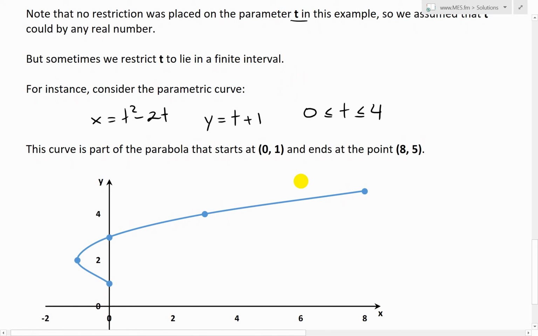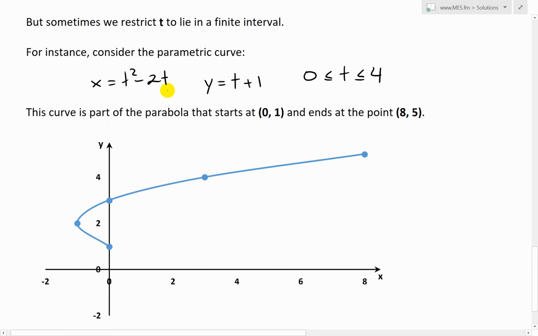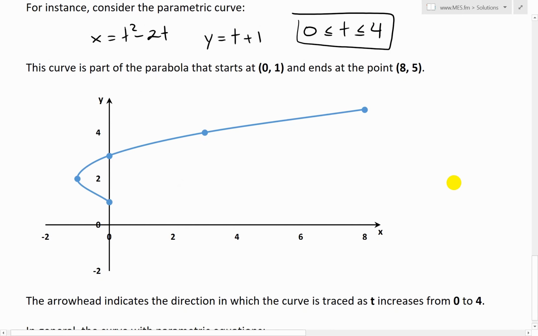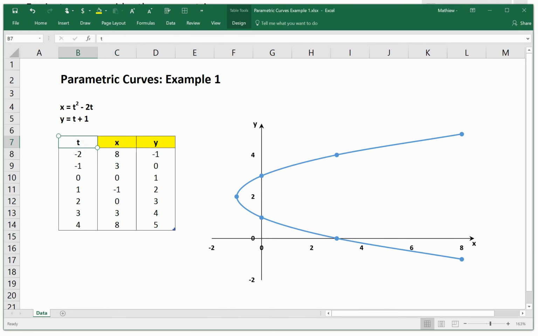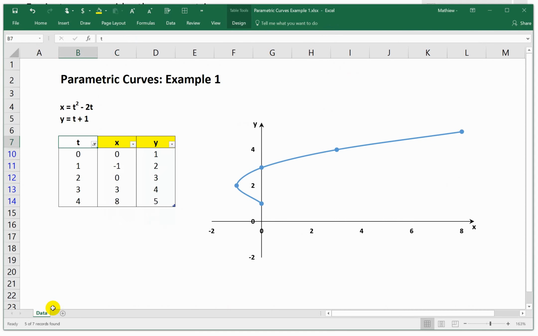So for instance, in our example, consider the parametric curve x equals t squared minus 2t, y equals t plus 1, but now we restrict t to be greater than or equal to 0 but less than or equal to 4. So this is the same thing as what we did, but now we ignore the parts where t was negative. You can even go here and click here, and let's make it so that t is greater than or equal to 0. If you restrict it, it goes something like that.